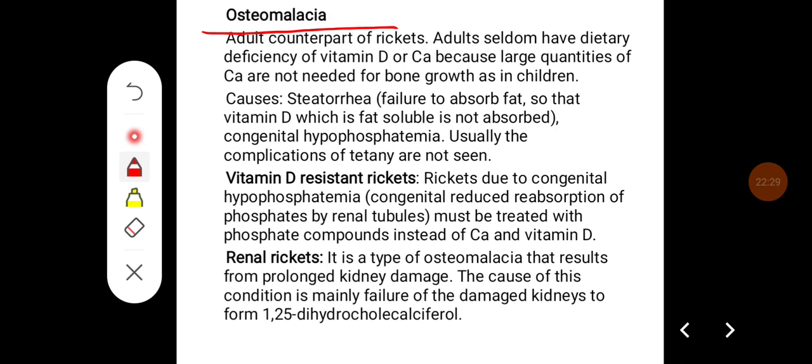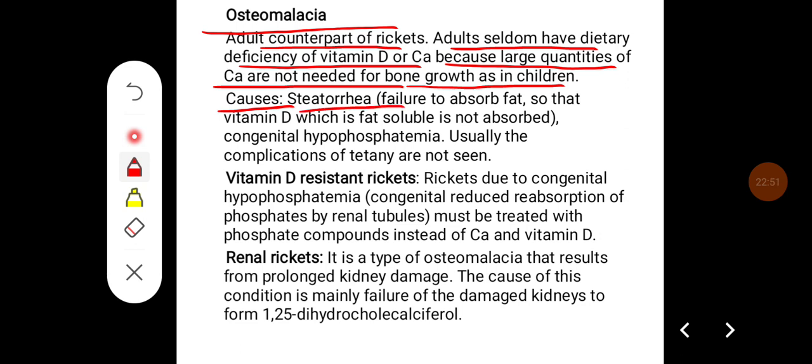Osteomalacia is the adult counterpart of rickets. Adults seldom have a dietary deficiency of vitamin D or calcium, because large quantities of calcium are not needed for bone growth as in the case of children. Some of the causes of osteomalacia are steatorrhea, that is failure to reabsorb fat, so that vitamin D, which is fat soluble, is not absorbed. Or it can be because of congenital hypophosphatemia. Usually the complications of tetany are not seen in adults.